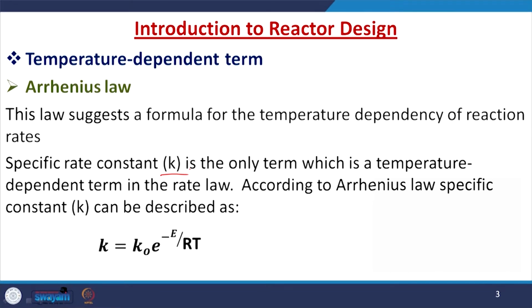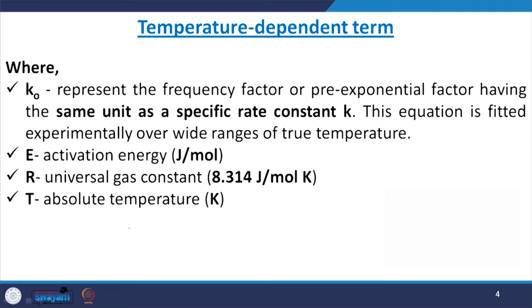So according to the Arrhenius law, the specific rate constant can be defined as k = k0 e^(-E/RT). We had already discussed this particular equation. Here k0 represents the frequency factor or pre-exponential factor and has the same unit as the specific rate constant k.